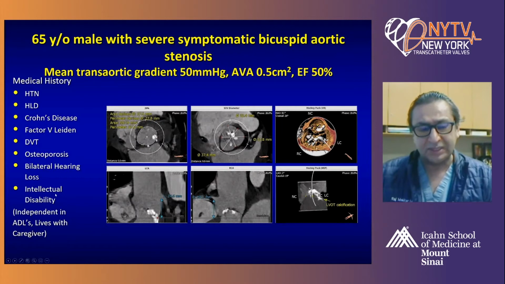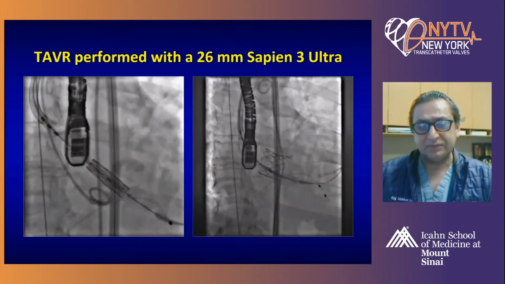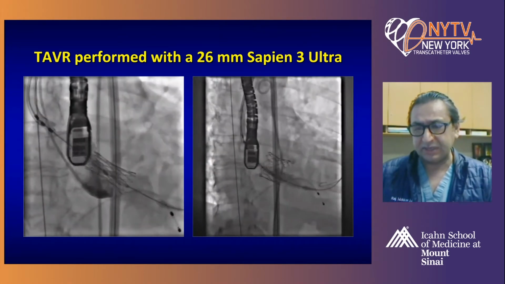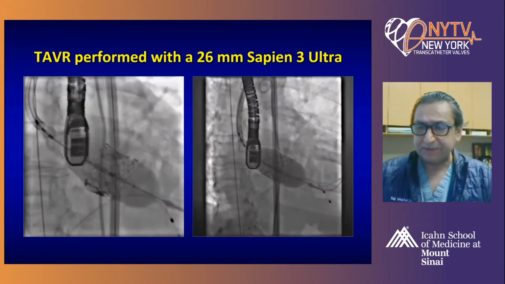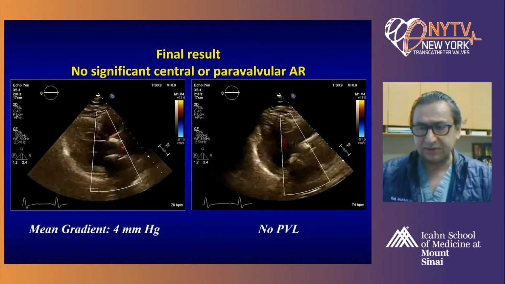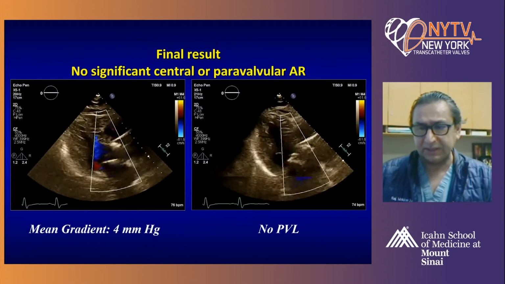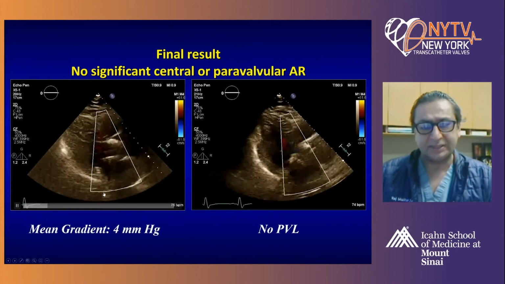There were other social issues with this patient, and we decided as a heart team that TAVR was a suitable treatment for him, and we treated him with the Sapien 3 valve here, as you can in fact see, a Sapien Ultra valve, and this is the echo on the following day with no paravalvular leak.